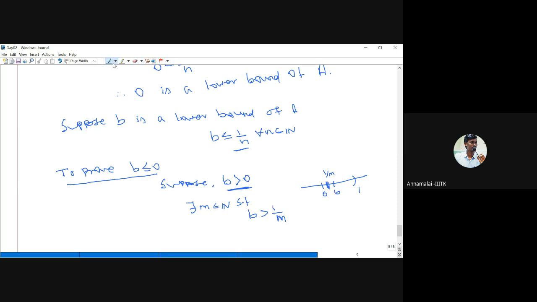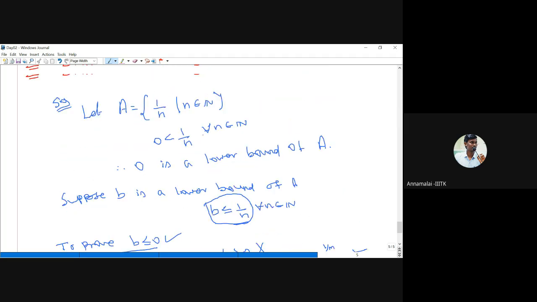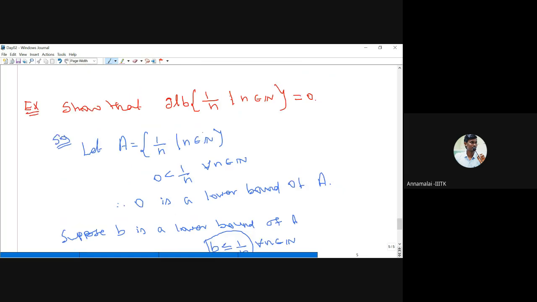Which is a contradiction, because we assumed that B is a lower bound. Therefore B is less than or equal to 1 by n for all n. But if you take the specific value m, B is bigger, which is a contradiction to B being a lower bound. So our assumption is wrong. Therefore 0 is the greatest lower bound of this set. So there are so many ways to prove 0 is the GLB of this one.